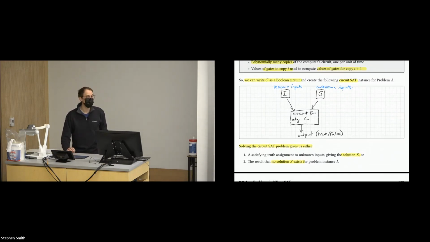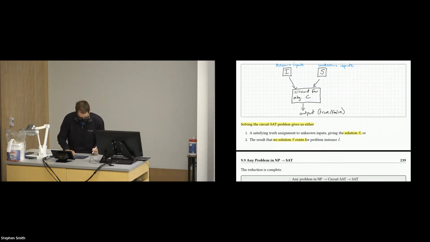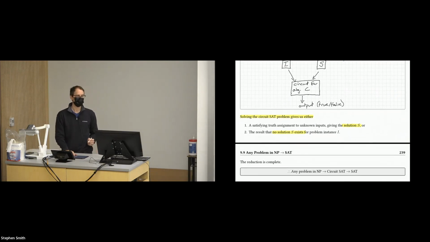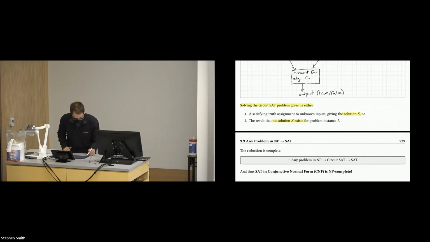And if you agree with that argument, then we've now shown that any problem in NP reduces to SAT. Now, how could I make this argument? Let's finish this, and then I'll talk to you about it a little bit. So the reduction is complete. We've now shown that any problem in NP can be reduced to circuit SAT, which can be reduced to SAT. This then shows that circuit SAT is NP complete.